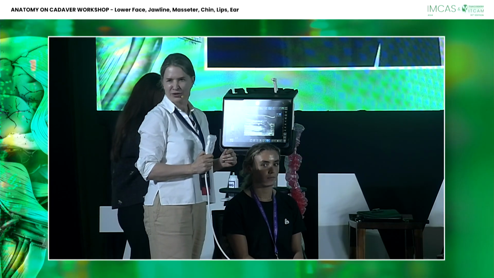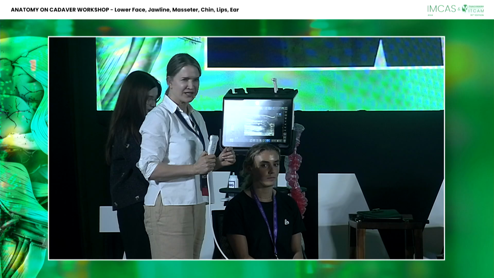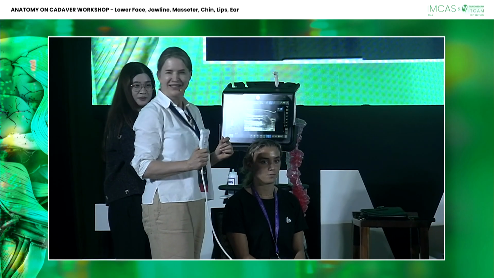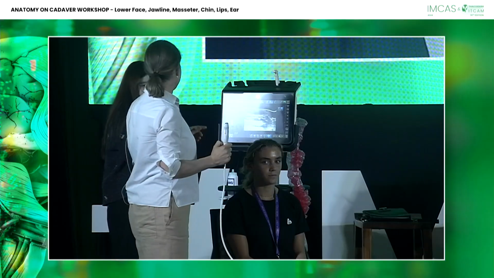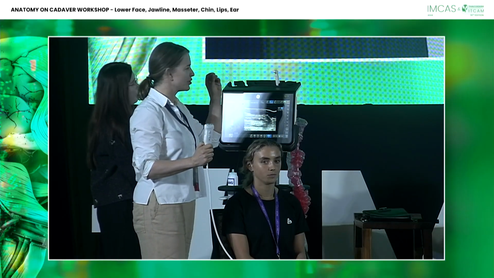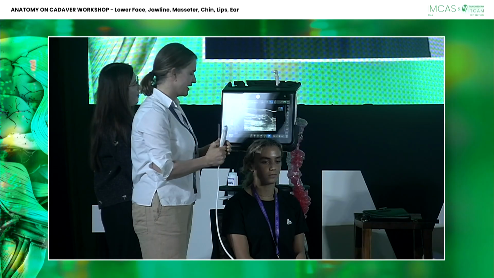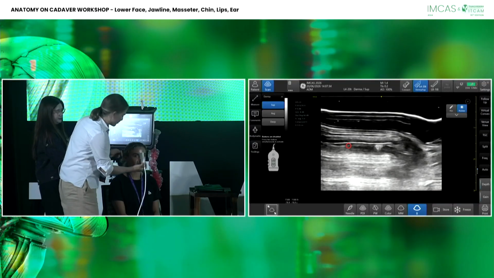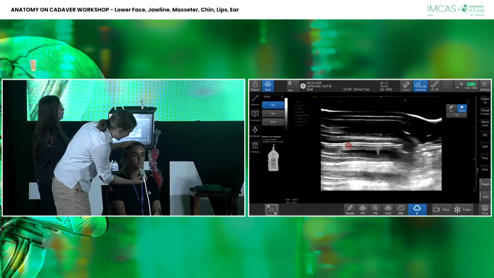Who is using ultrasound? Please raise your hands. Everyone is using ultrasound. So I'm going to focus on what we are going to inject: the lips, the chin, and the ear. And this is my model. We're first going to look at the chin.